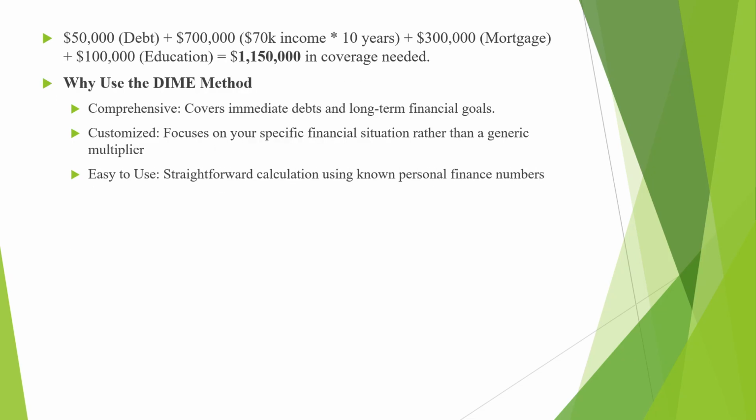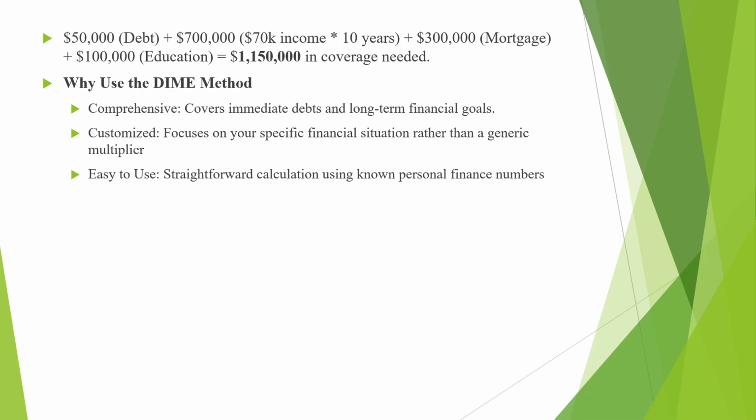Let's take one example. Let's say your debt is $50,000. What does that $50,000 include? It may be your credit card debt, or money you borrowed from someone, and you have to pay that amount back. Let's say that's your debt.